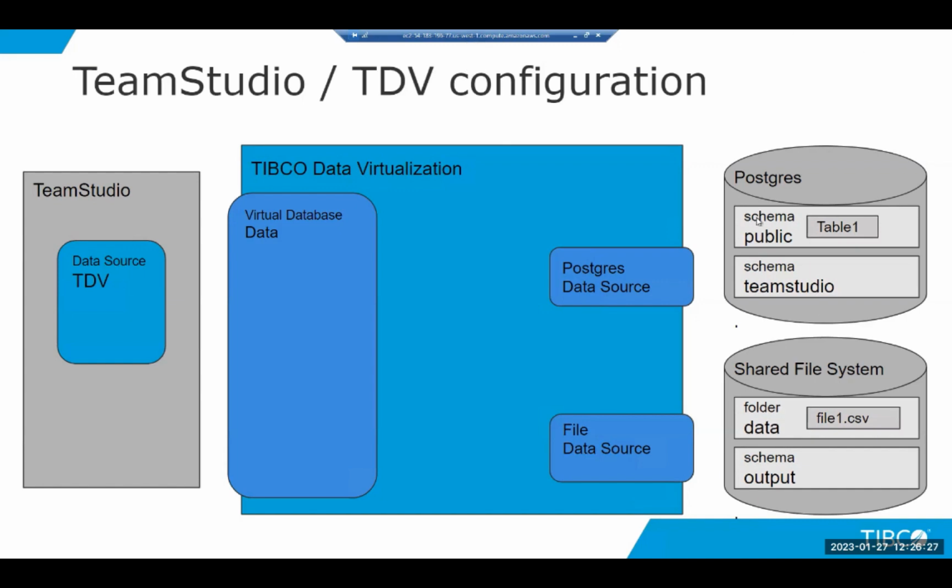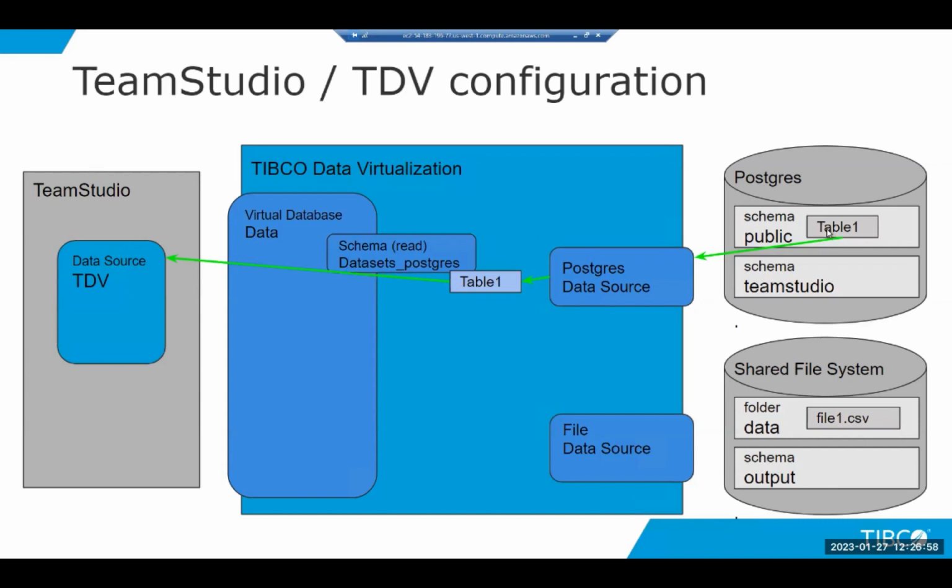We have a Postgres database, which has two schemas, one where we have the input data we want to use, and one where we're going to write back to from Team Studio. And likewise, we have the same thing on a file system. In this case, just a local file system. This could be an NFS mount, it could be an HDFS file system, an S3 bucket, or ADLS storage. So we will create two data sources to these, and we will create the path effectively for the read.